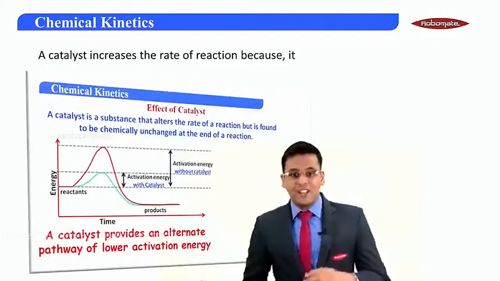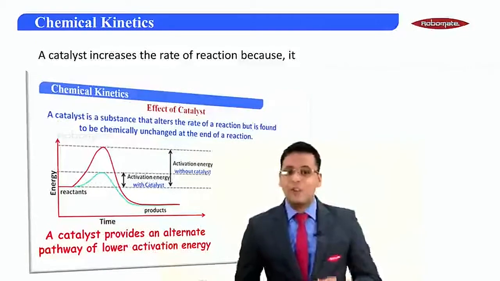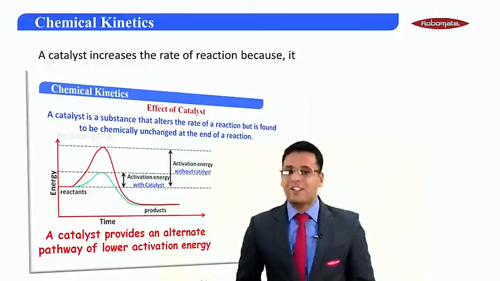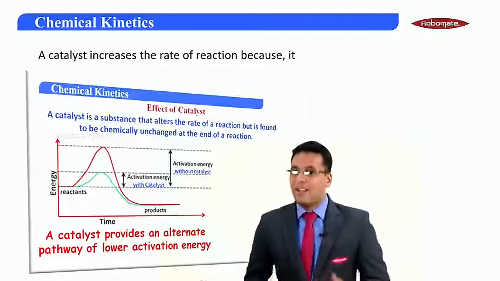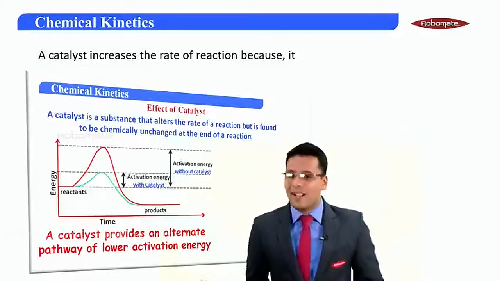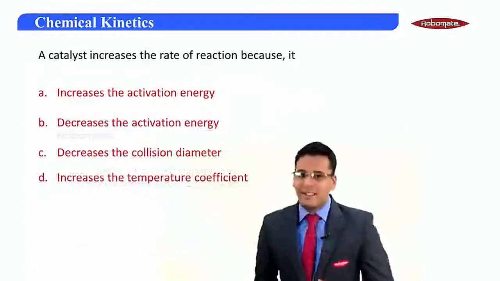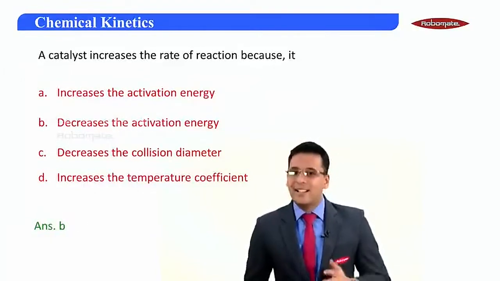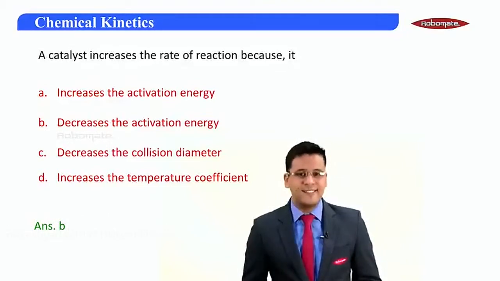See, activation energy without a catalyst is more. What a catalyst does is that it decreases the activation energy, so the reaction takes place faster. It provides an alternate pathway of lower activation energy, if you remember. Which means that the answer is obviously B. A catalyst increases the rate of reaction because it decreases the activation energy.